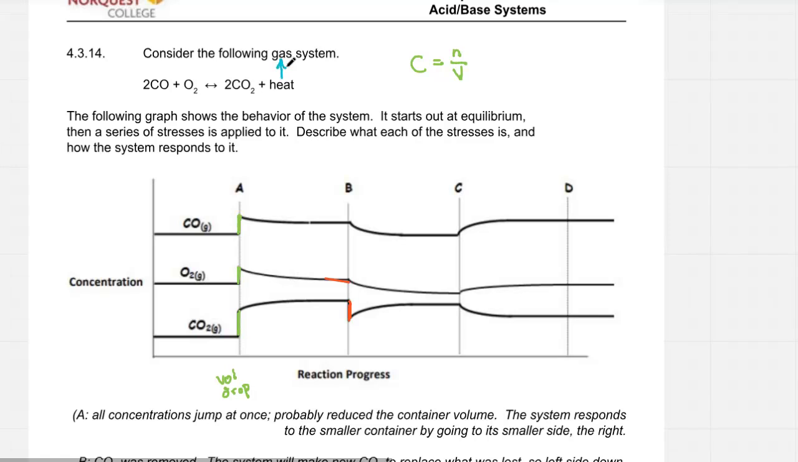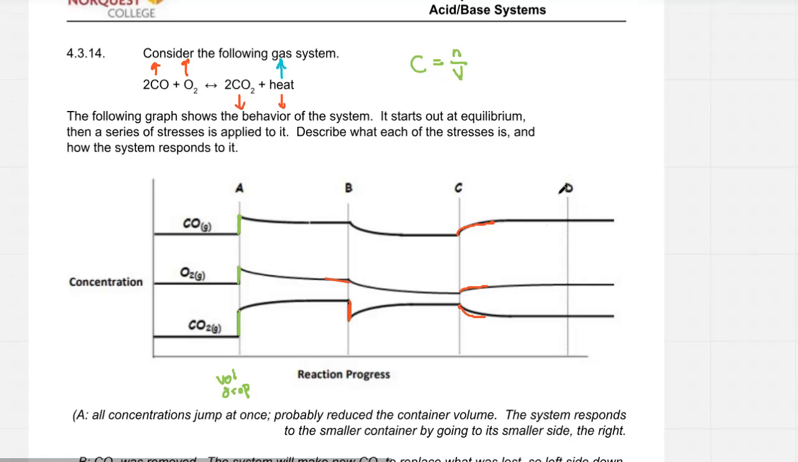If we added heat and that was our stress, then the system would push back by consuming heat, consuming carbon dioxide, making oxygen and making carbon monoxide. And here we see carbon monoxide going up, like it says. Here's oxygen going up, like it says. And here's carbon dioxide dropping. So the stress at C is probably that we put in some heat. And then the system settles down.